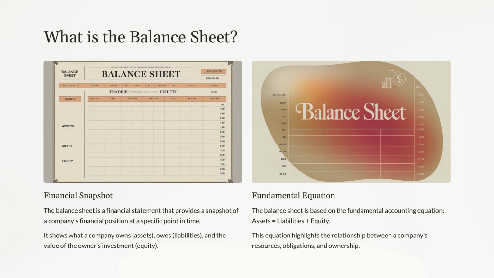The balance sheet is a financial statement that provides a snapshot of a company's financial position at a specific point in time. It shows what a company owns (assets), owes (liabilities), and the value of the owner's investment (equity). The balance sheet is based on the fundamental accounting equation: assets equals liabilities plus equity. This equation highlights the relationship between a company's resources, obligations, and ownership.